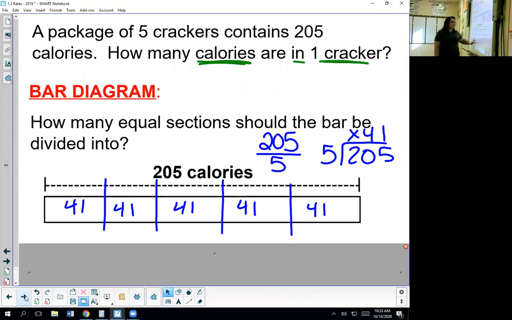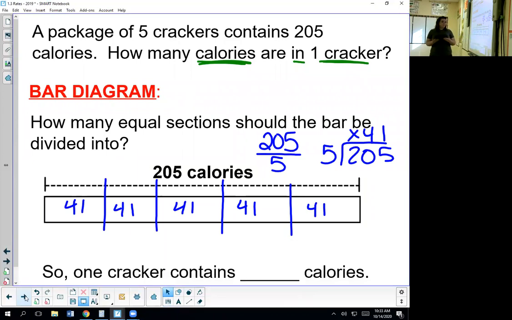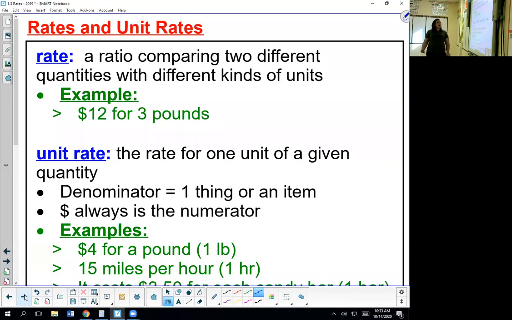cracker. So that is a rate here. It's 41 calories in 1 cracker. There you go. So that's showing you how to use a bar diagram. Okay. So what is a rate?